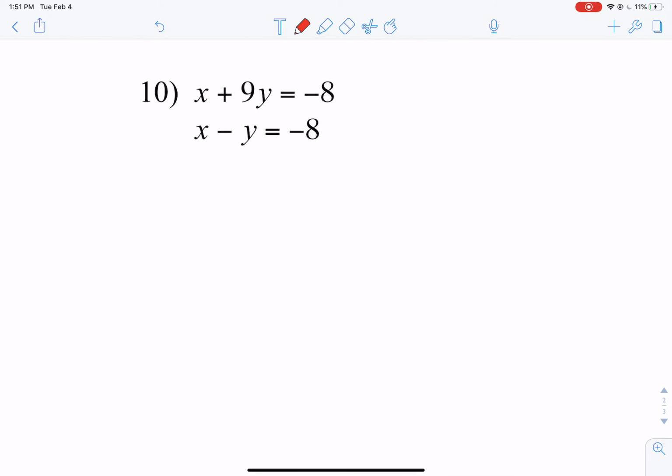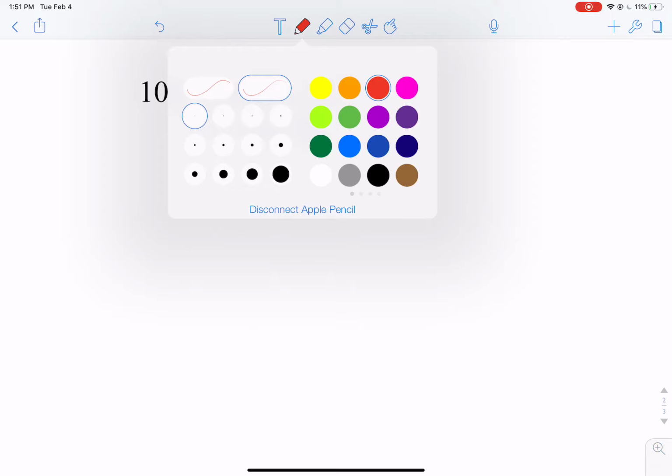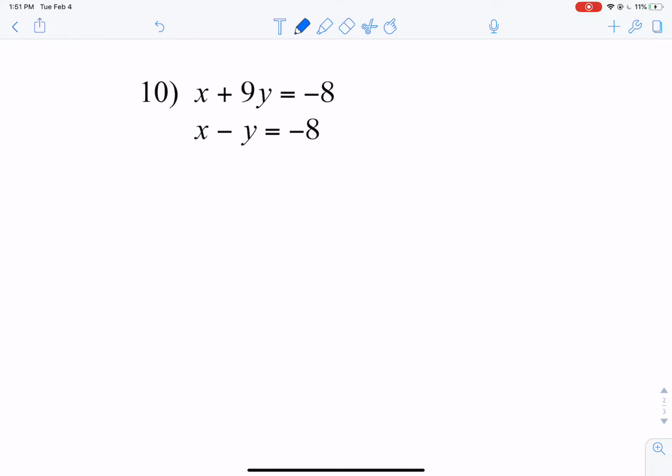Now for number 10, the same thing is going to occur, and this is going to be true for all these examples down here. If I add downwards, nothing gets eliminated. 1 plus 1 is 2. Negative 9 plus 1, 9 plus negative 1x, that's equal to 8. So you see nothing gets eliminated.